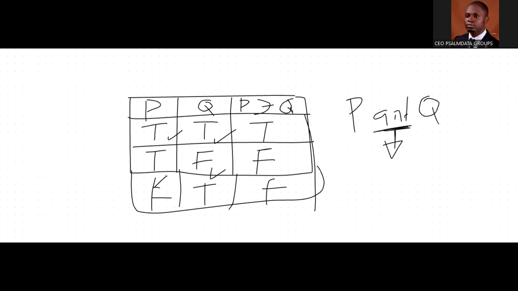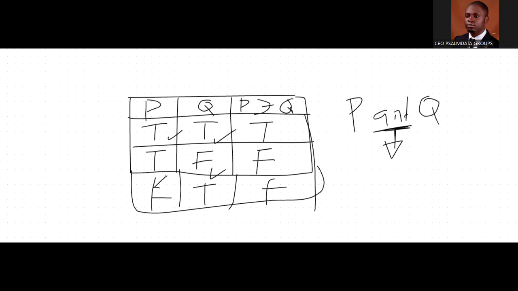Hope you get it. I don't understand though. You said that if P is true and Q is true, then P and Q will be true. Then if P is true and Q is false, then it will be false.